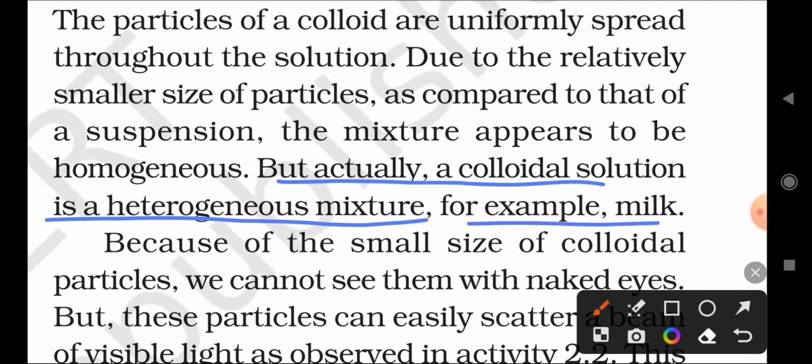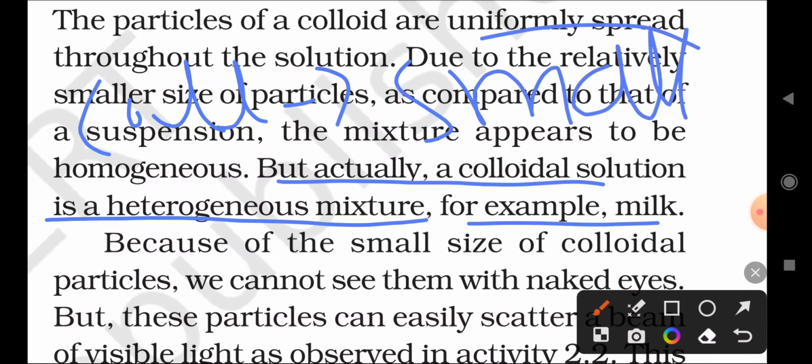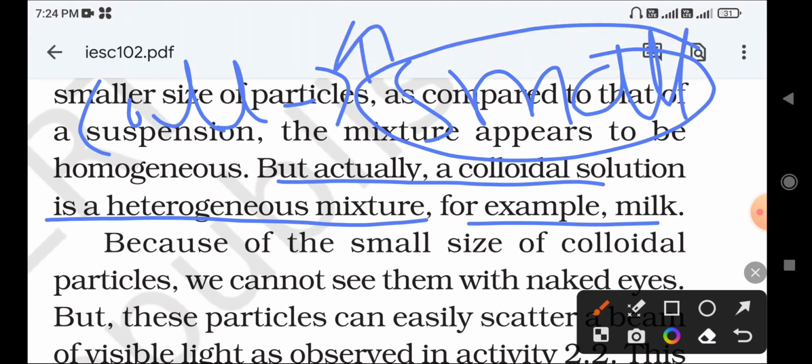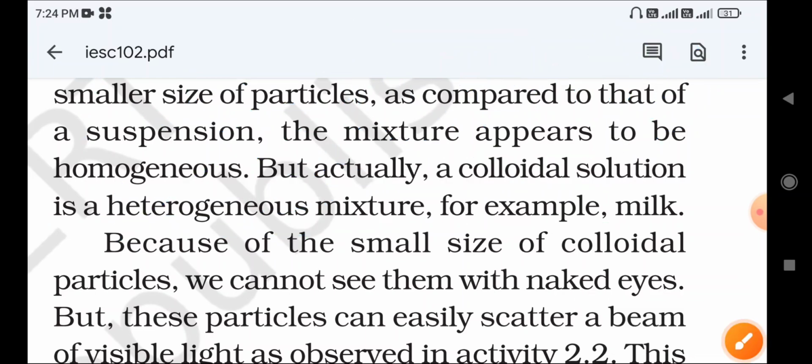For example, milk. A colloidal solution looks like a homogeneous mixture because the particles are spread uniformly throughout the solution, and the size of the particles is very small. But although the particles are small, we cannot say that this is a homogeneous mixture. So it is a heterogeneous mixture. Remember that colloid and suspension are both heterogeneous mixtures only. A solution is a homogeneous mixture.